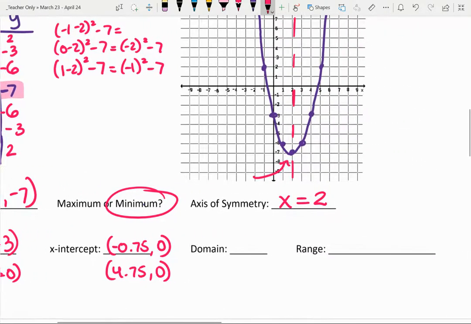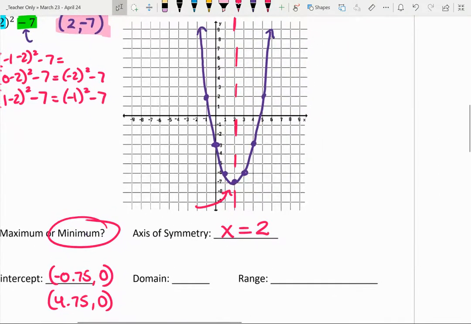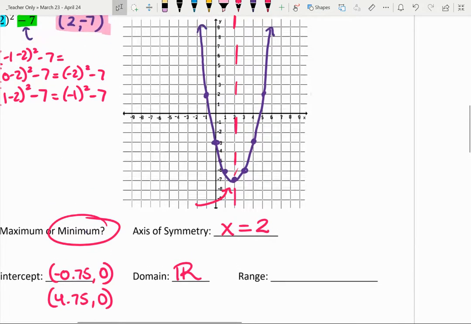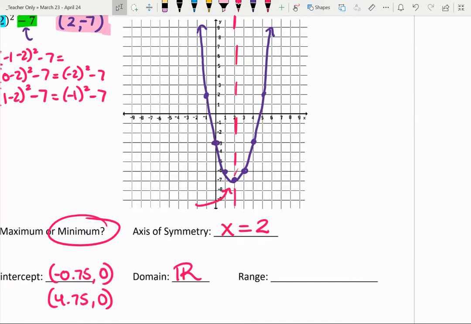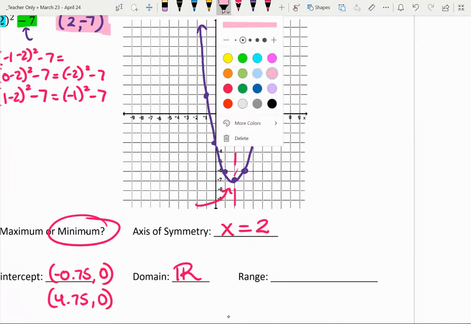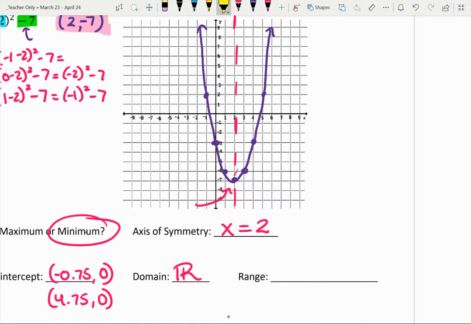So domain and range, let's talk about the domain and range of our parabolas here. So remember, this one is not only going up forever, but it's also going to the left and to the right forever, which means that it covers every single x value from negative infinity to positive infinity, aka all real numbers. Now our range, since it goes up forever, it doesn't go down forever though, it's got a minimum value at negative 7, and then it goes up and up and up forever.